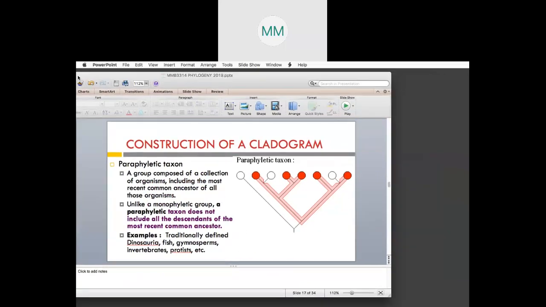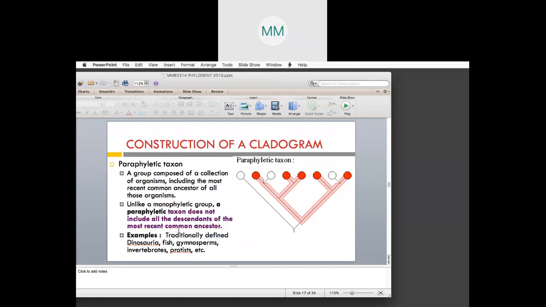The next one that we have is paraphyletic taxon, which is a group composed of a collection of organisms, including the most recent common ancestor of all those organisms. But unlike a monophyletic group, a paraphyletic group does not include all of the descendants of the most recent common ancestor. So again, common ancestors are there, but it does not include some of the descendants. Some of the examples are dinosaurs, fish, gymnosperms, invertebrates, and some protists.